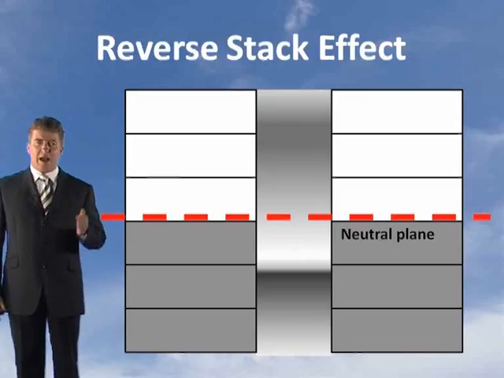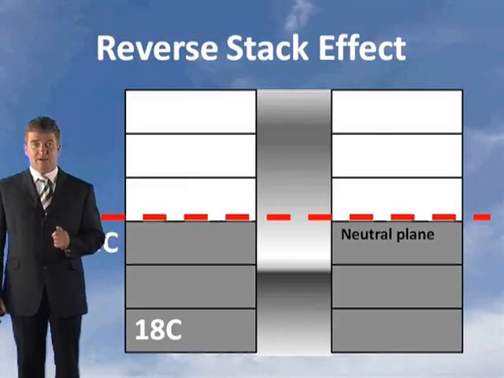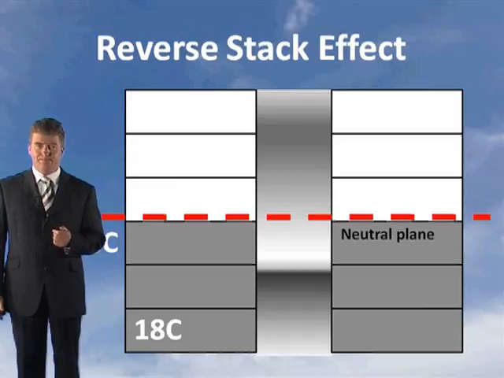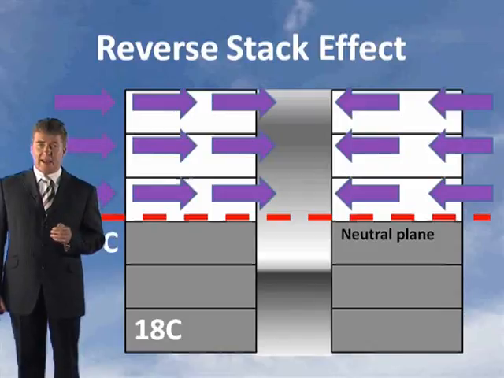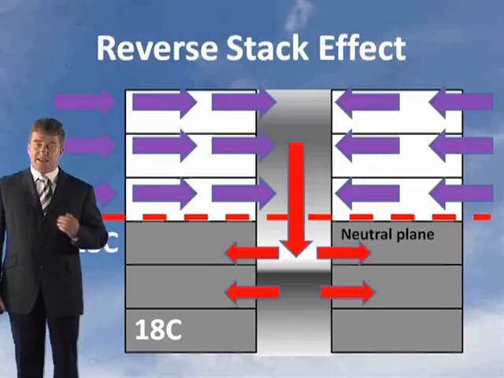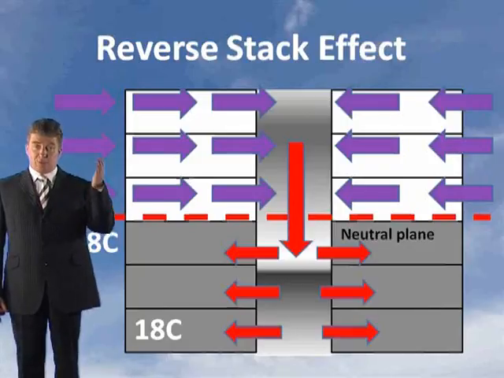This here shows you how the reversed stack effect works. When the outside temperature is higher than the inside temperature, for example in the summer or when the air conditioning is in operation, what happens is air will enter the building above the neutral plane, as you can see here, and it exits lower down. Now, in this situation, the air and the smoke will spread throughout the building lower down, so it spreads the smoke down the building.